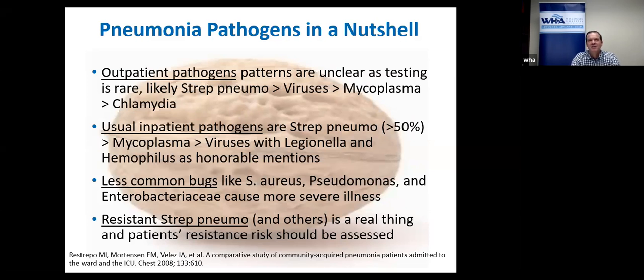And then, you know, the elephant in the room is probably resistant strep pneumo. There's a lot of other multi-drug resistant organisms out there. Pseudomonas is a close second for things we're worried about. But resistant strep pneumo is a significant threat and one of the main reasons for treatment failure in terms of outpatient antibiotics. So those are our pathogens in a nutshell.